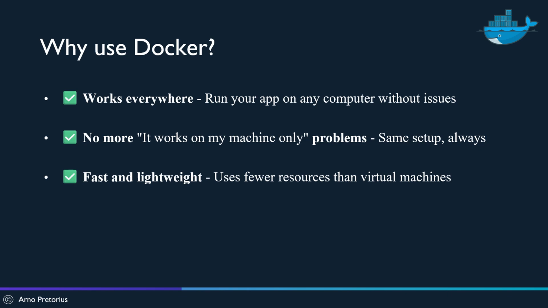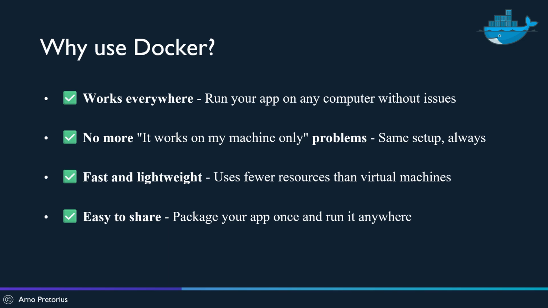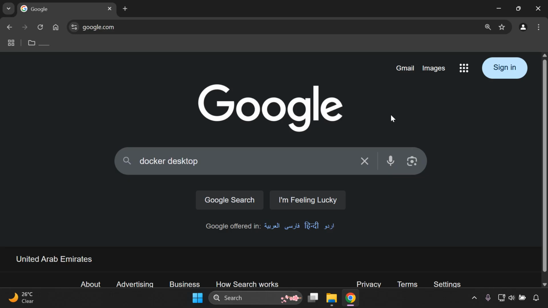It is also very fast and lightweight, and it's going to in turn use fewer resources than virtual machines. And finally, it is very easy to share, so you can simply package your app once and run it anywhere. So here are the key benefits to utilizing Docker. All right, so let's continue and learn how we can install Docker on our machines.